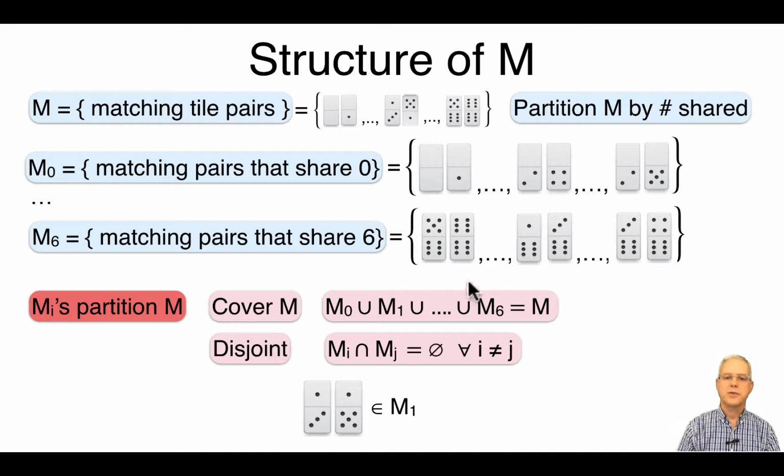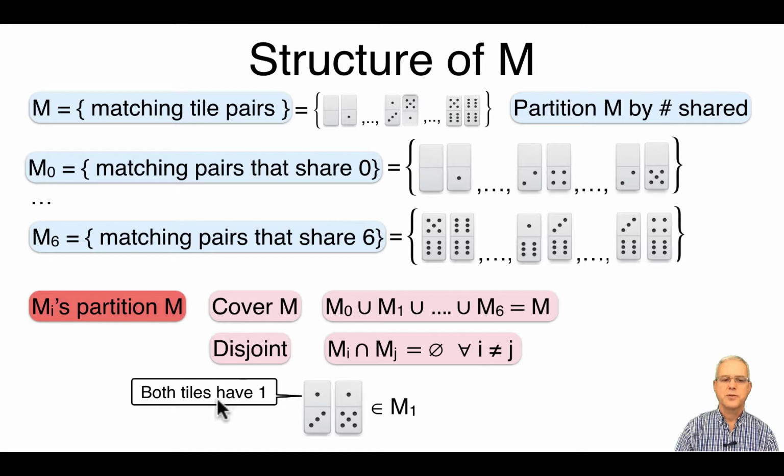To see why these sets are disjoint, for example, why is M0 disjoint from M6, assume that you have an element which is in M1. We're going to show that it's not in any other M. If we show that, that would mean that the sets are disjoint, because we're saying that if it's in one of them, it cannot be in any other. So take, for example, 1,3 and 1,5. They belong to M1 because they share 1. We want to show that this pair is not in any other M2, M3, and so on.